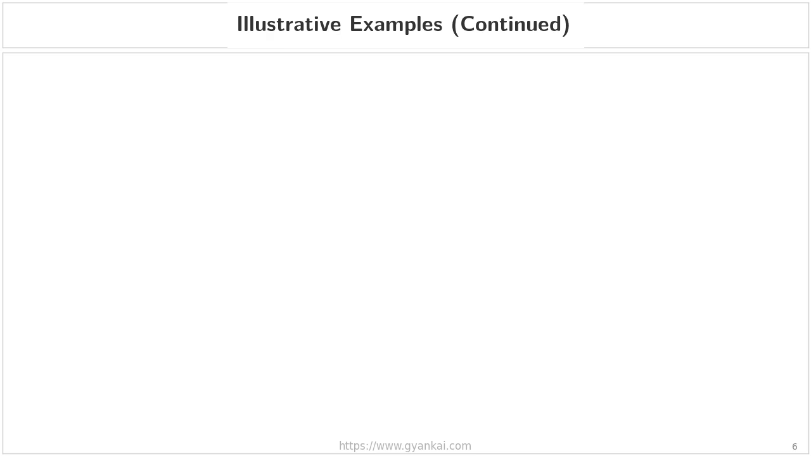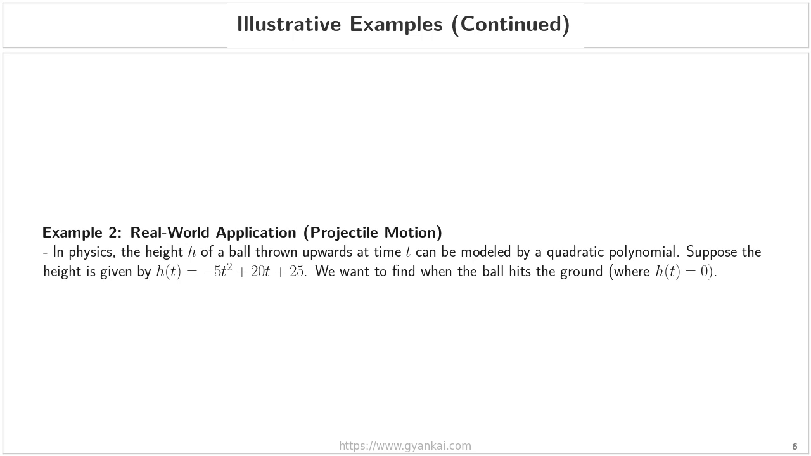Illustrative examples continued. Now that we have seen how this works with a standard algebraic expression in our first example, let's move on to something a bit more practical. In this second example, we are going to look at a real-world application involving projectile motion. Imagine you throw a ball upwards into the air. In physics, the height of that ball at any given time can be modeled using a quadratic polynomial. Let's say the height, which we'll call h of t, is given by the equation negative 5t squared plus 20t plus 25. Our goal here is to find out when the ball hits the ground.